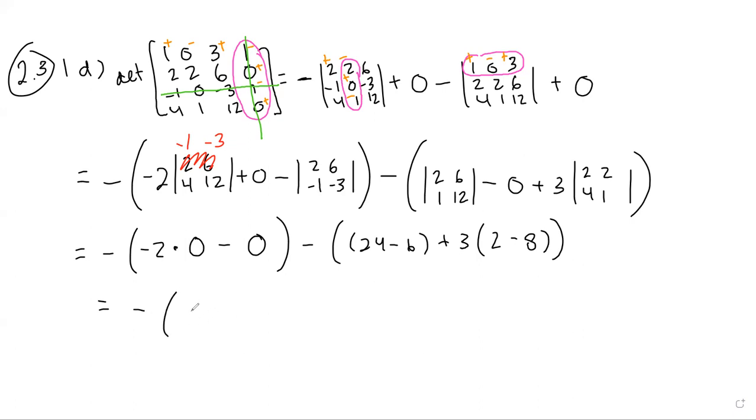I get a negative, and this is 18 plus 3 times -6. And we can see that this whole thing actually does just go to a determinant of 0. And if it's 0, we do know that it's not invertible.